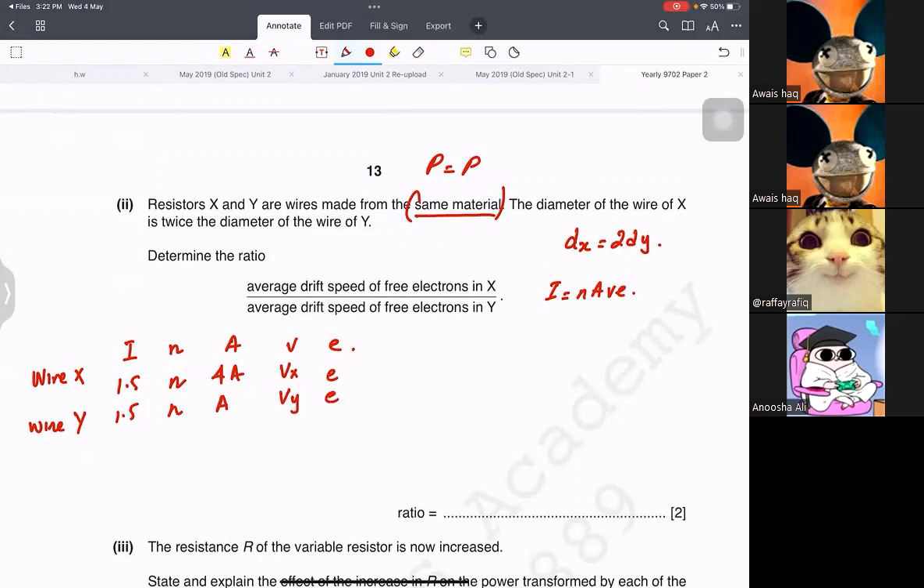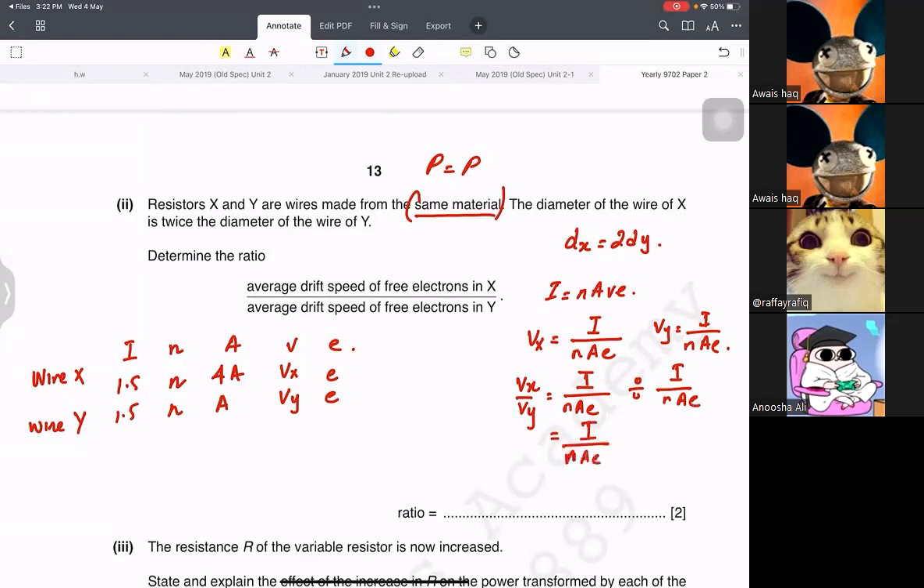So what I'm going to do now, I'm going to write the equation. Vx will be equal to I over nAe, right? And Vy is going to be I over nAe. And then I have to divide these, okay? So Vx over Vy is what I'm finding. So I over nAe, this is for X, divided by I over nAe. So when you take the reciprocal, it is going to be nAe over I. Please don't cancel it yet because we're not ready.